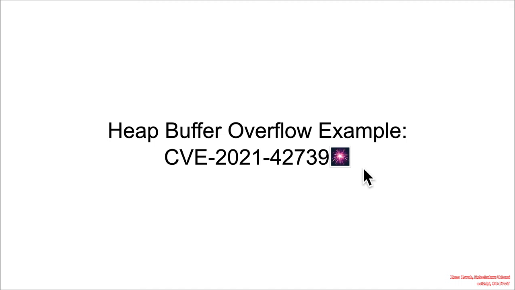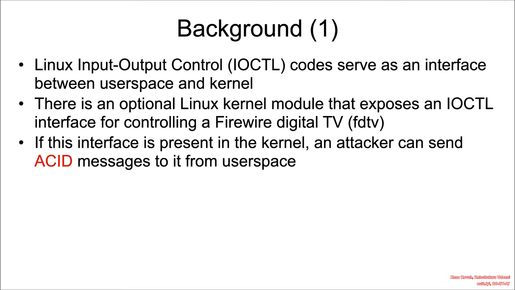And now some fireworks for a FireWire vulnerability in the Linux kernel. So as background, Linux input-output control codes, or ioctls, serve as an interface between user space and kernel space. And in the Linux kernel, there is an optional module that exposes an ioctl for controlling a FireWire digital TV, FDTV, in the code we're going to look at.